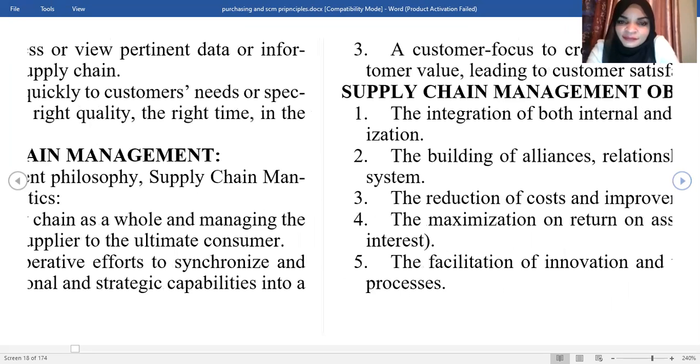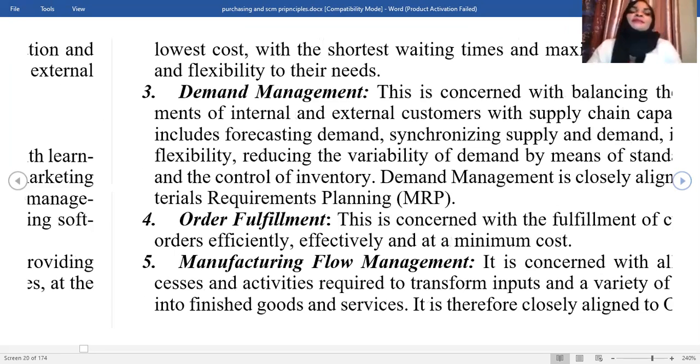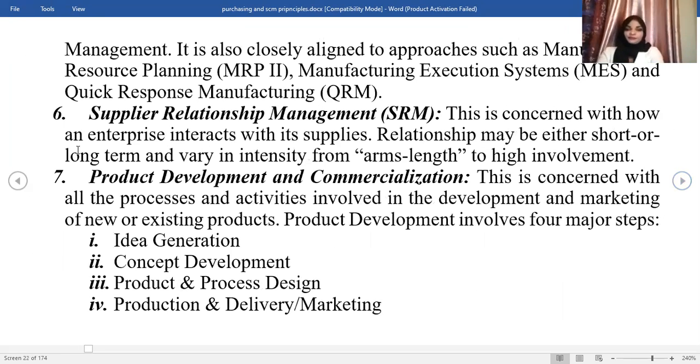There's no diagram. Okay. I think there's no diagram.